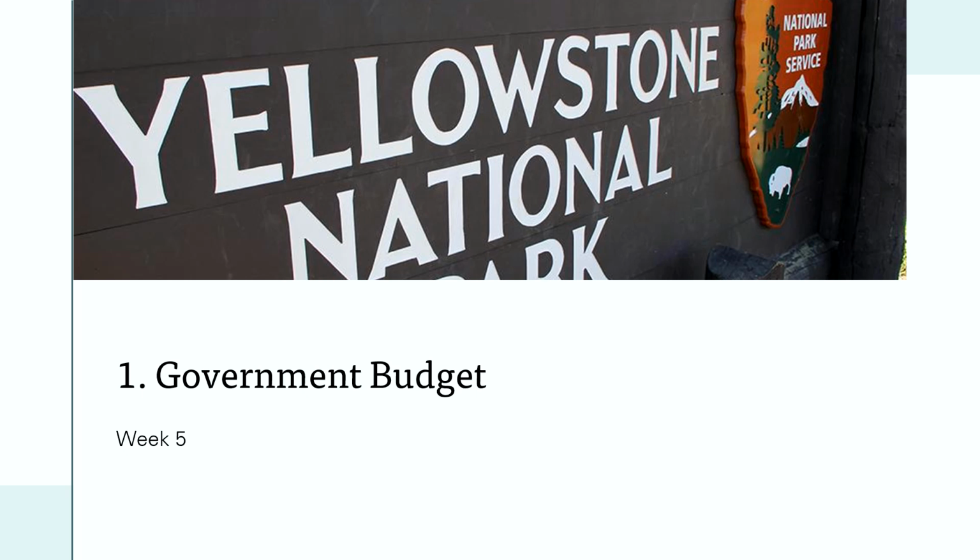Hello everyone. Today we are going to talk about government budget. Government budget is essentially the government's annual financial plan. It outlines how the government collects money and how it plans to spend that money over the year. By studying the budget, we can understand the government's priorities and how fiscal policy affects the economy.